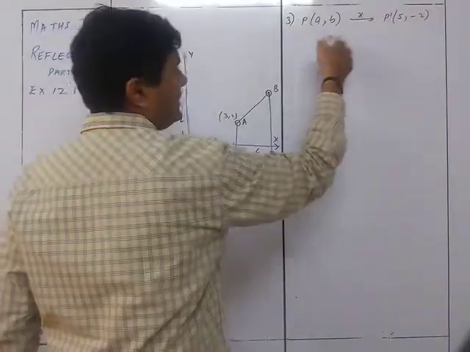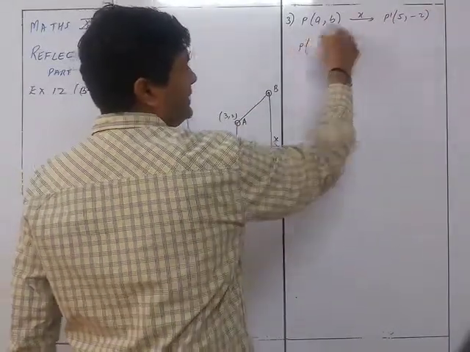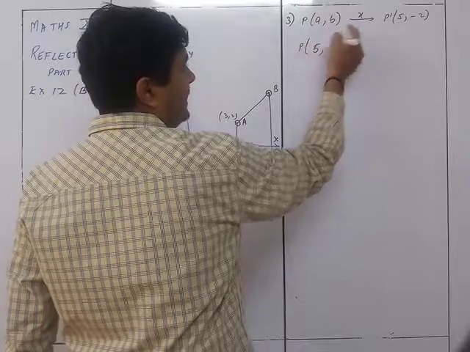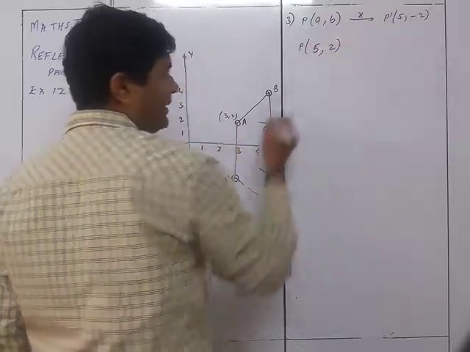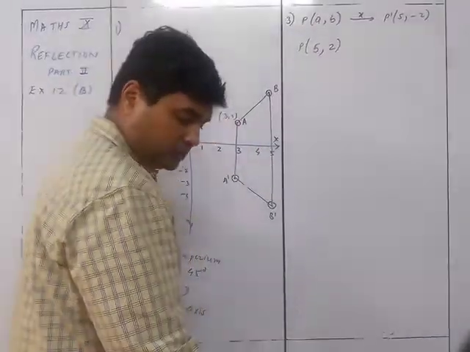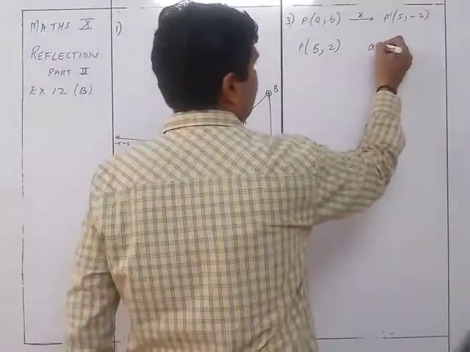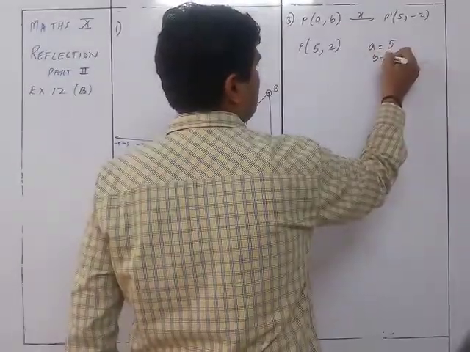So we know that a doesn't change, so it will be 5 only, and this has changed to 2. So P will be (5, 2). So we got a equals 5 and b equals 2.